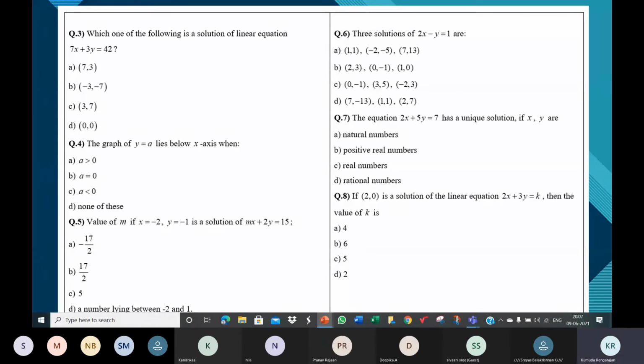So in the equation mx plus 2y is equal to 15, we need to use x equal to -2 and y equal to -1 and solve it to find the value of m, which is -17/2. All right. Sixth one.